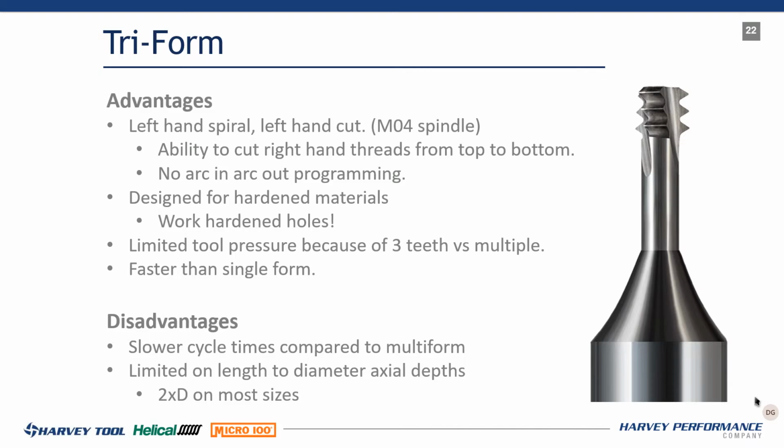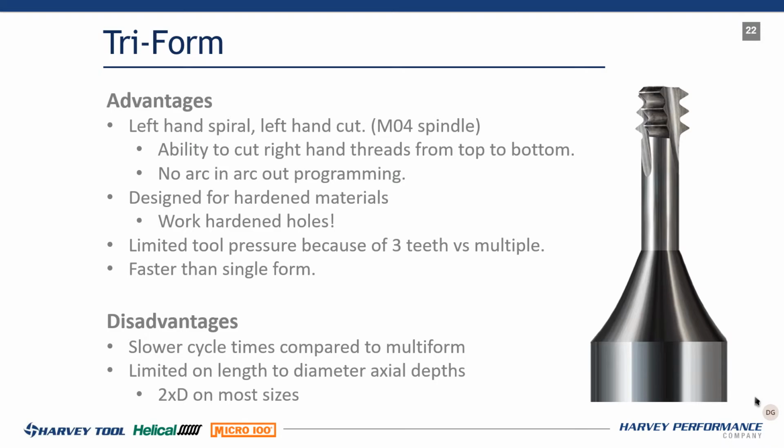The fact that it has 3 teeth runs a lot faster than a single form. It's the strongest tool that you're going to have in the arsenal. So it's designed for harder materials because you can get a thicker web in there. You can get stronger material in a triform. You're starting at the top of the tool.